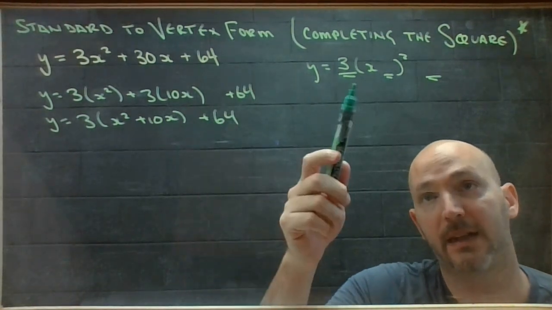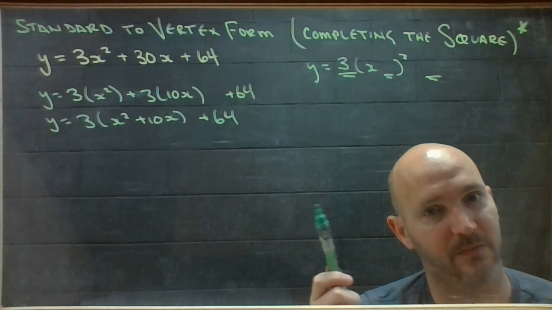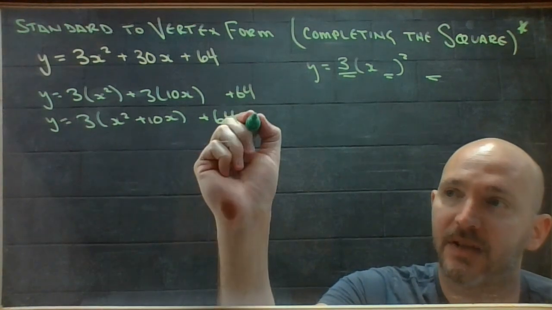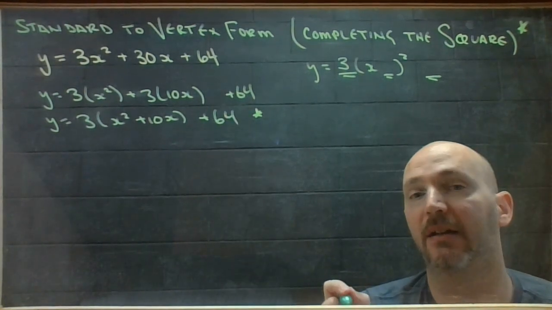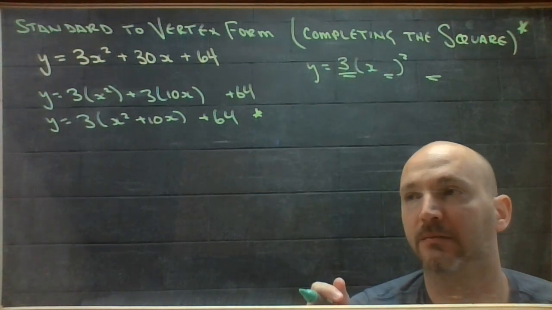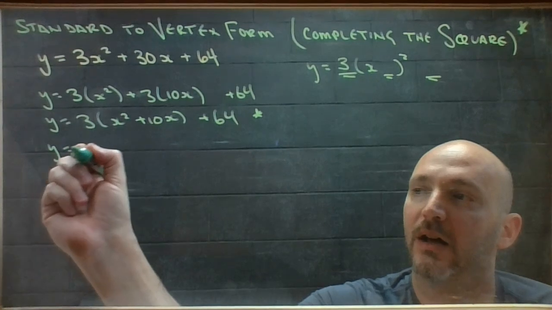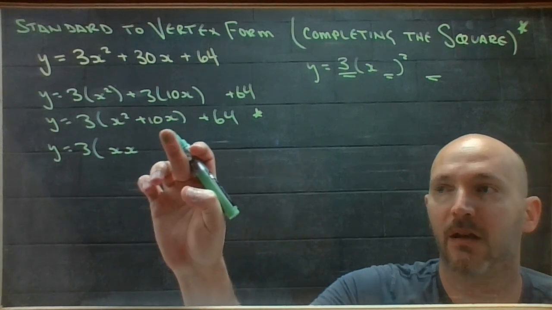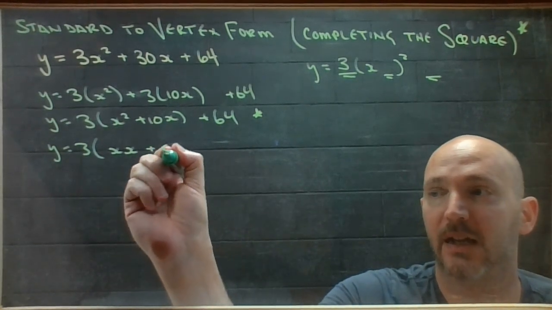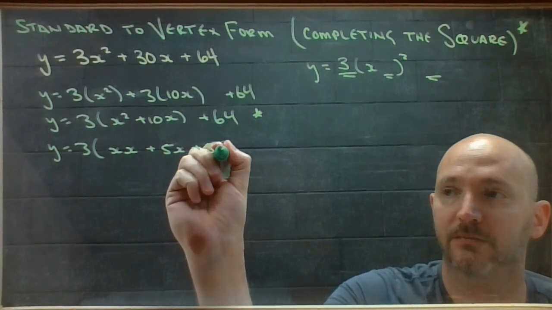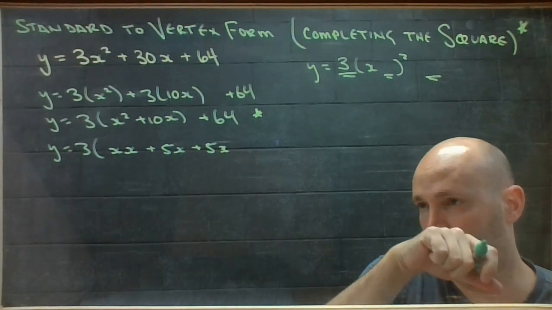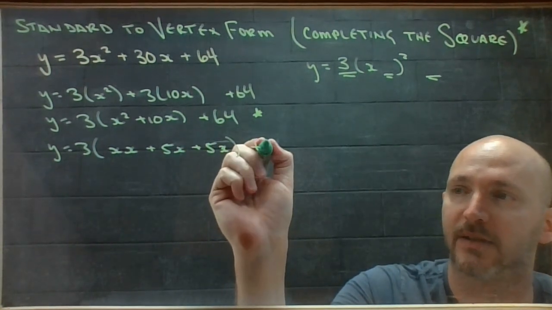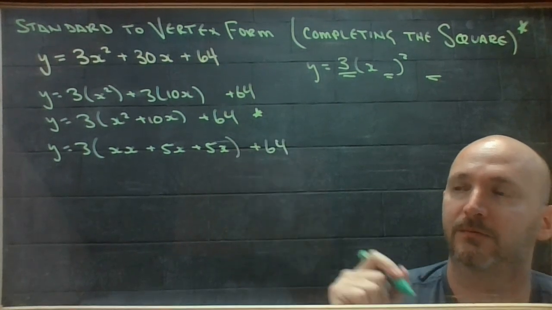This looks more like that than it did before, so we're going in the right direction. Now, this is the stage where I have to start thinking about completing the square. So I'm going to take my x and write that as x multiplied by x. I'm going to take this number and split it in half, because that's always what happened in our factored or vertex to standard form.